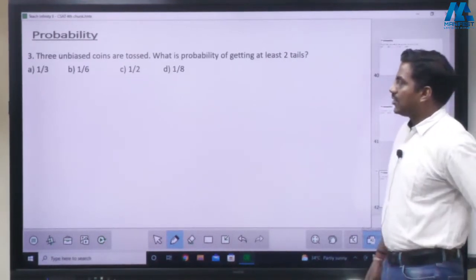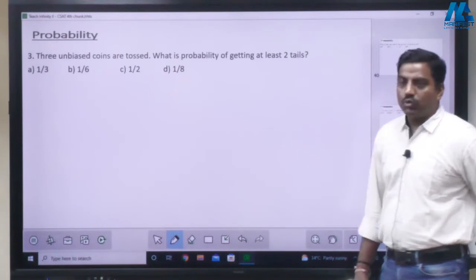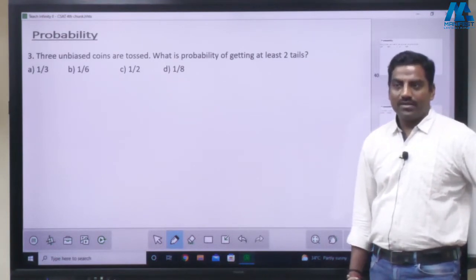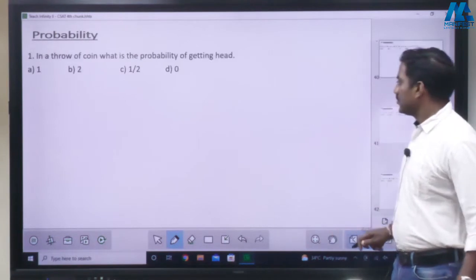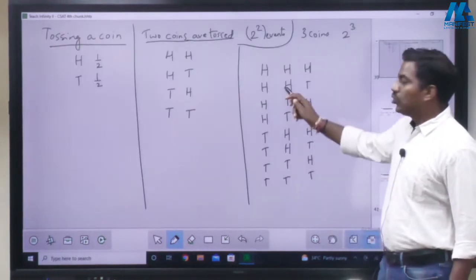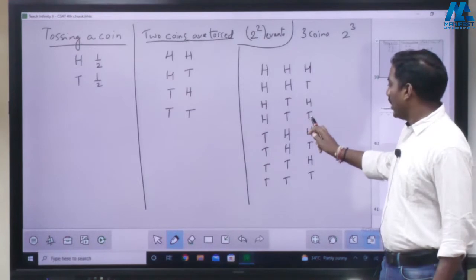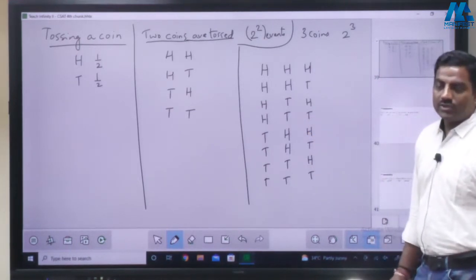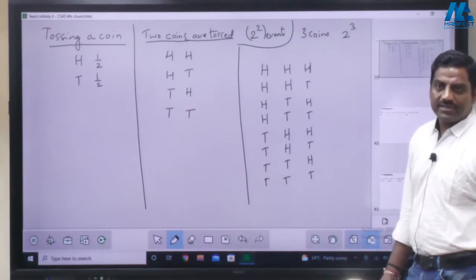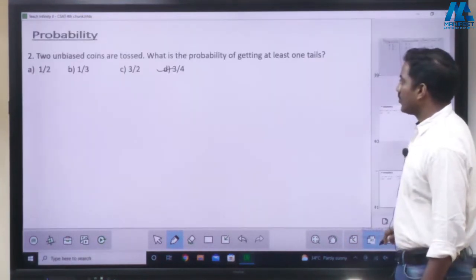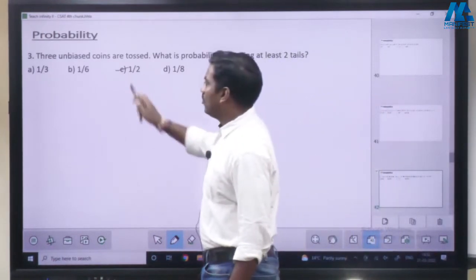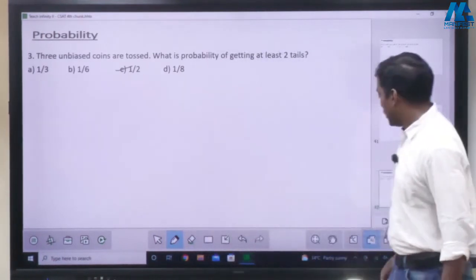Three unbiased coins are tossed. What is the probability of getting at least 2 tails? 4 by 8. 2 tails, at least. 1, 2, 3, and 4. At least 2 means 2 or more. So that is 4 by 8. Half, no? Next.